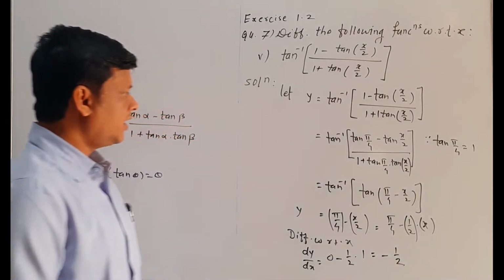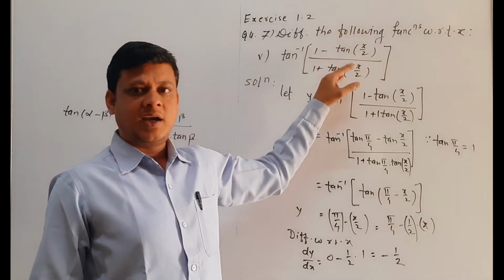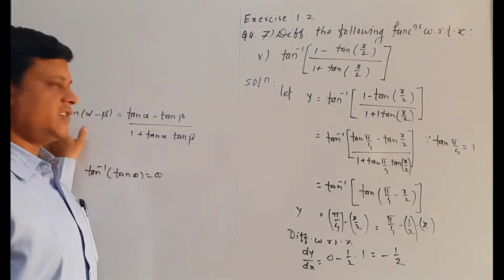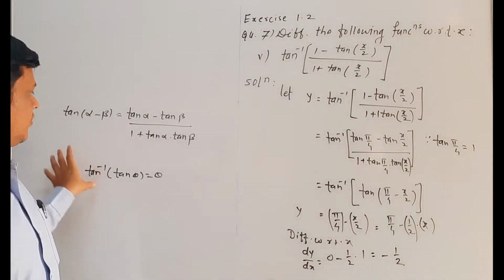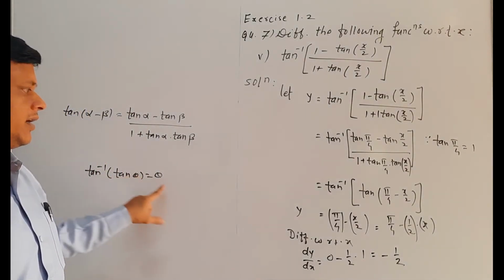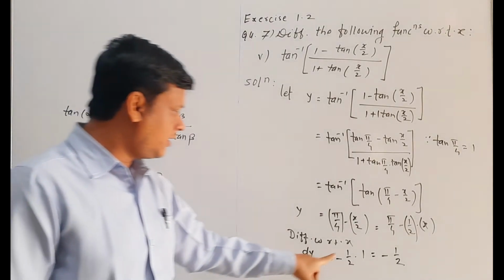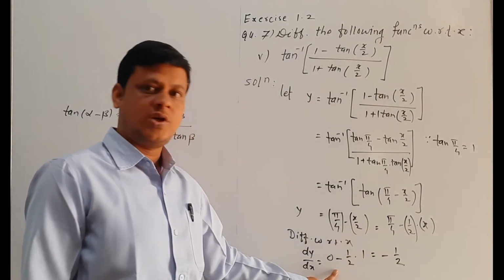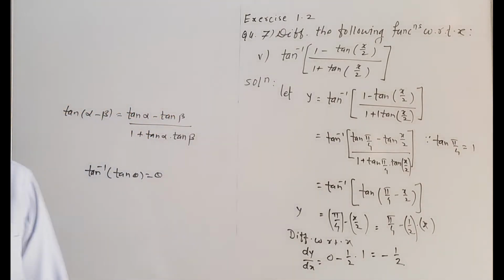That means here we have to simplify this bracket first using this formula, and then we have to apply the tan inverse of tan theta equals theta property. Then after simplifying we differentiate the given function.